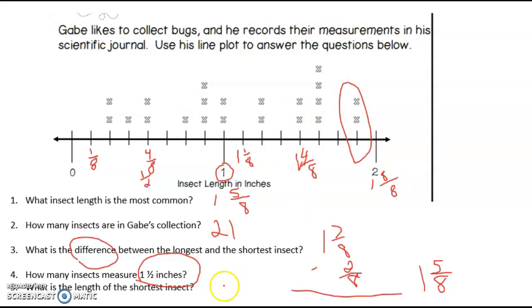Okay, so how many insects? 2. All right, what is the length of the shortest insect? Well, we found that out earlier because we needed the shortest insect when we wrote this equation. It's right here. If this is 1/8, then this is 2/8.